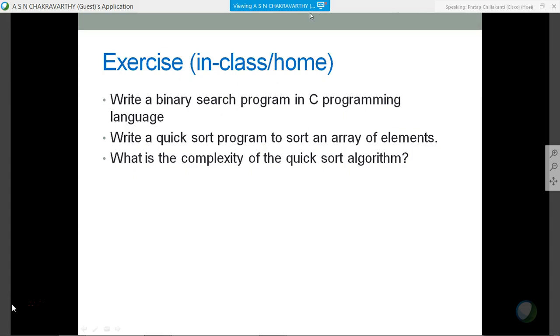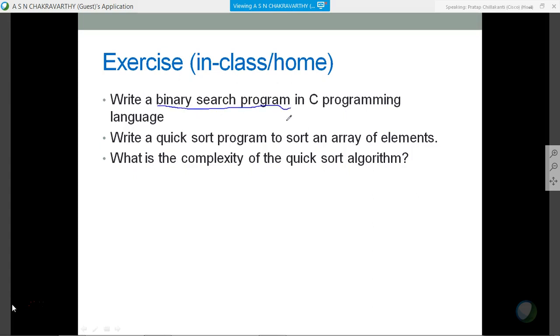Groups of 2 or 3. Okay, so I gave you the binary search algorithm, the sorted array. Okay, pretend you're writing on a piece of paper. No laptop, no cell phone, and all that. I want you to literally write this algorithm, translate the algorithm to C programming language. Okay, that's the first exercise. Okay.